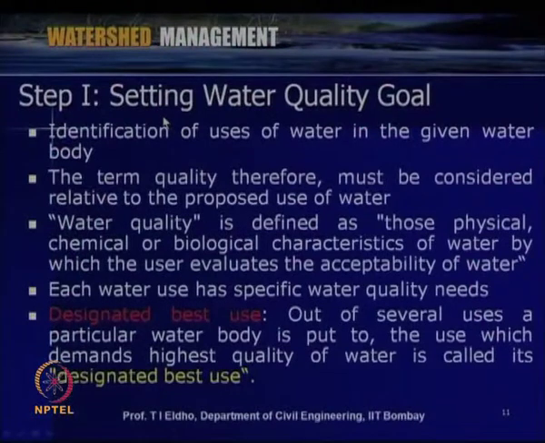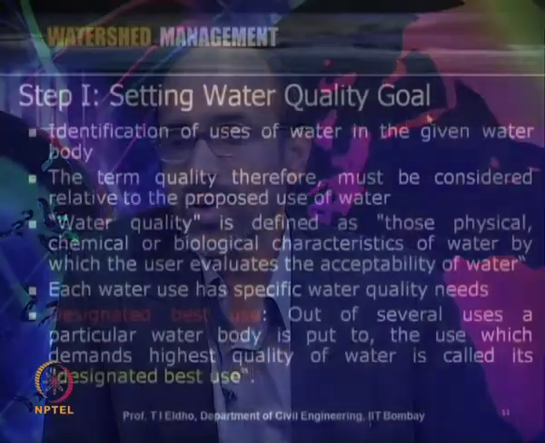Step number 1 is mainly setting the water quality goals. As we discussed before, before going for any kind of activities related to water quality management, we have to set the goals. These goals we can derive based upon international standards like World Health Organization or FAO norms, depending upon the sources of water and according to the intended use. Once the water quality goals are set, we have to see that we are meeting those goals for specified uses.